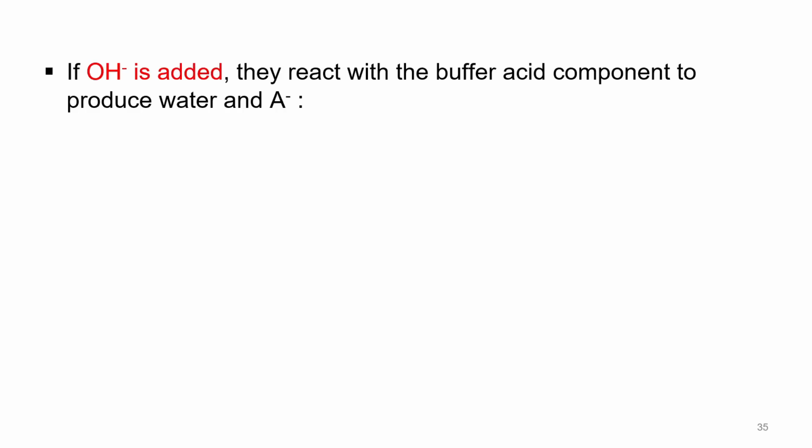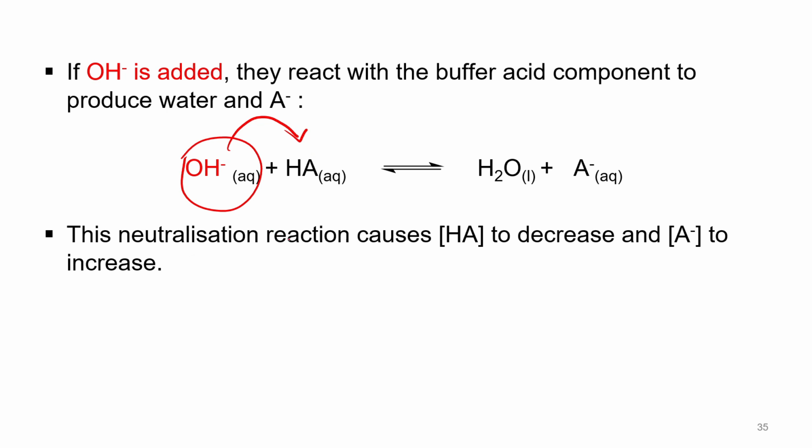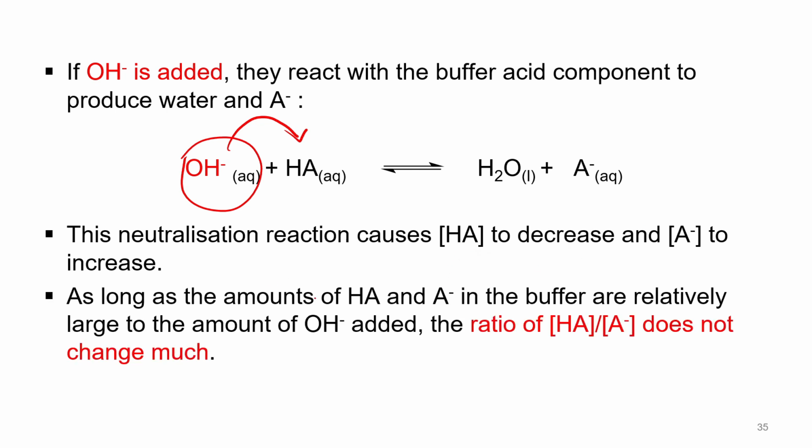If OH minus is added, jadi kalau kita masukkan OH minus, they react with buffer acid component to produce water and A minus. Jadi OH minus ini dia akan bertindak balas dengan weak acid. Okay, sebab OH minus adalah base. Jadi base akan bertindak balas dengan acid. This neutralization reaction causes concentration of HA to decrease and concentration of A minus to increase. As long as the amount of HA and A minus in the buffer are relatively large to the amount of OH minus added, the ratio of HA over A minus does not change much. Therefore, the change in pH is very small.